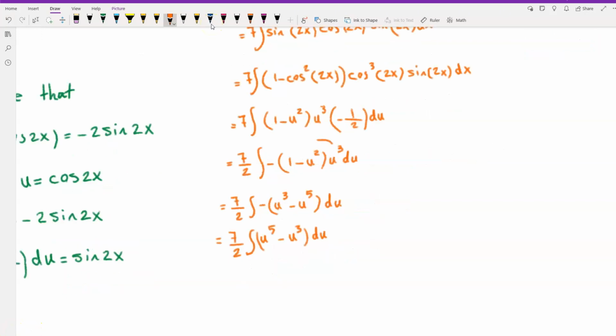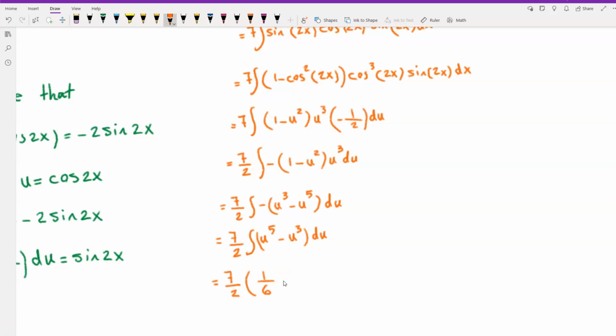So I use the distributive property: u cubed times 1, u cubed times negative u squared. So this is equal to 7 over 2 times integral of minus u cubed minus u to the 5th power du. Then multiply this negative, we're going to have negative u cubed plus u to the 5th power. So I'm writing u to the 5th power first, and then minus u cubed. So this is equal to 7 over 2 integral of u to the 5th power minus u cubed times du.